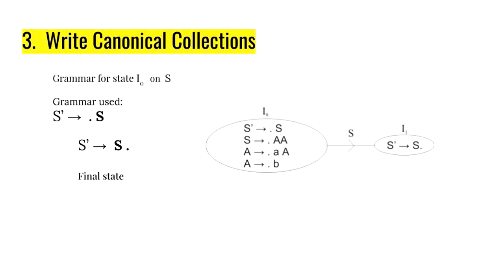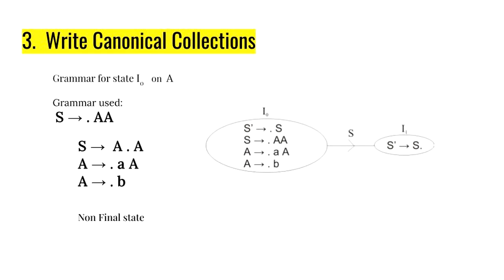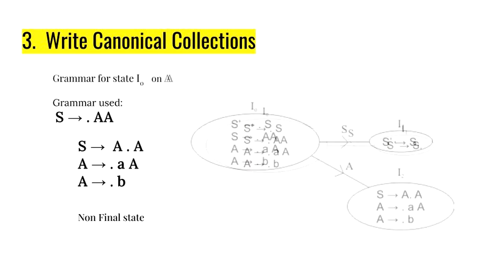Now for the second input, that is input A. On input capital A, there is only one production that we can use. It is S derives .AA. So after using input A, the production we will get is S derives A.A. What happened? After input A, the dot shifted one position to the right. Now if you look at the production, the dot is before a non-terminal which is A, so we have to write the closure of A. The closure of A will contain all of its production rules with the dot in front, that is A derives .aA and A derives .b. This is going to be a non-final state because the dot is not at the extreme right of the production rules. So it will look something like this.